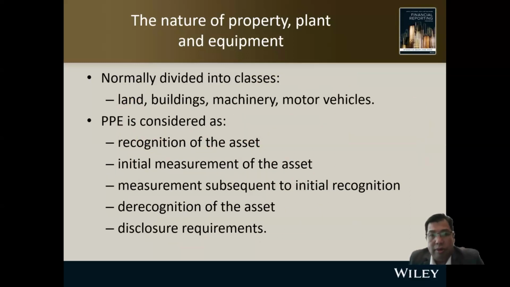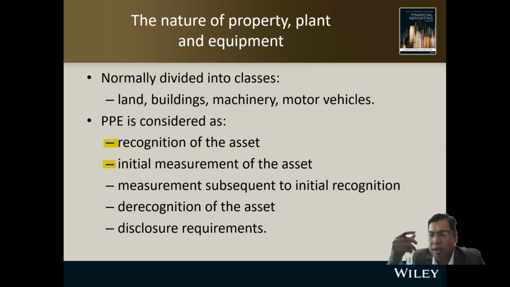Normally, property, plant and equipment can be divided into several classes. The first one is land, building, machinery, motor vehicles. All these fall under PPE. Okay. So under PPE, there are a few things that we need to study, we need to discuss. Number one is what are the mechanism, what are the rules to recognize this asset as PPE. Number two is what is our initial measurement? What value we should put for these assets?